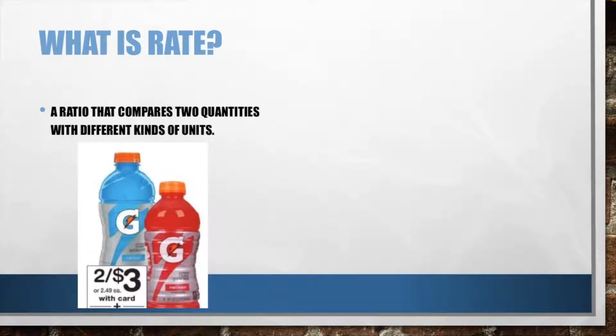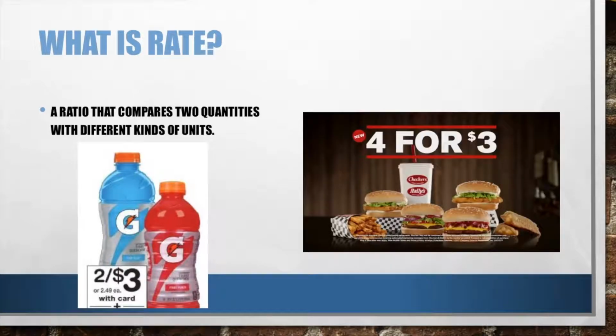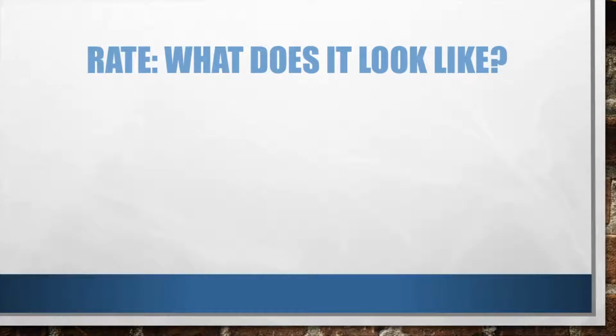So let's think of this ad for Gatorades right here. 2 Gatorades for $3. The numbers here we see are 2 and 3. The units would be Gatorades and dollars because that's what those numbers are representing. Or this Checkers ad, 4 for $3. It's talking about 4 items for $3. Items and dollars are the units here. They just so happen to be the same dollar amount here, just a coincidence.